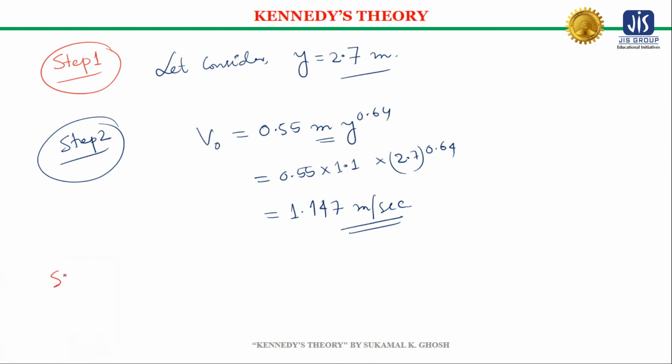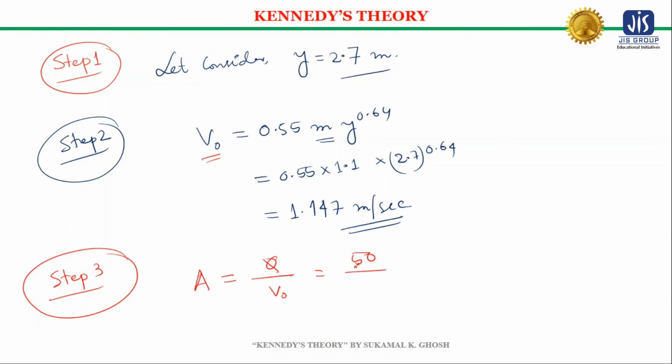Now our step 3 is to calculate the area using the critical velocity V naught. So area is equal to Q by V naught. Okay. So Q was 50 and V naught we have just calculated, that is 1.147, right? So if you solve it, you will have 43.5.